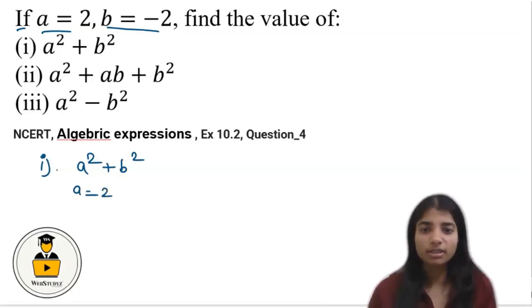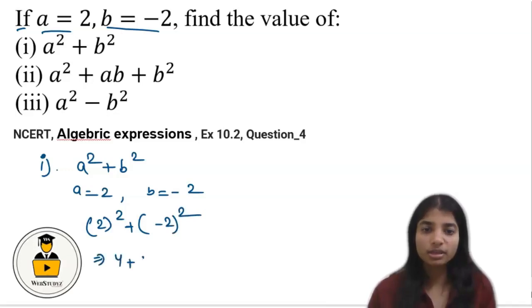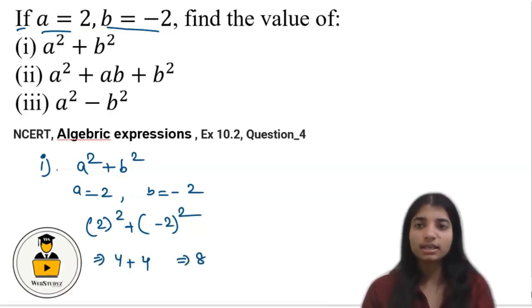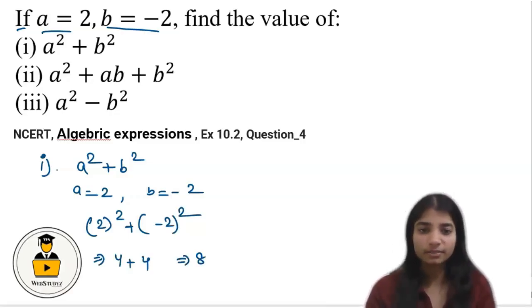A is given, which is equal to 2, and b is given, which is equal to minus 2. So a square, that is the square of 2, plus b square, that is the square of minus 2. The square of 2 is 4, plus the square of minus 2 is plus 4, so 4 plus 4 is equal to 8. So we can say that the answer to part 1 is 8.